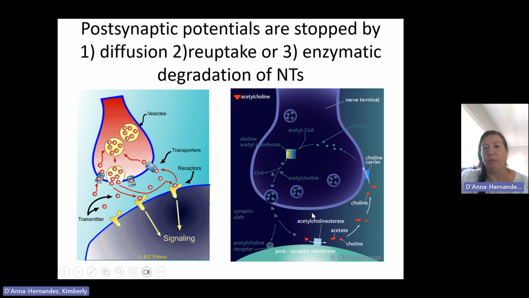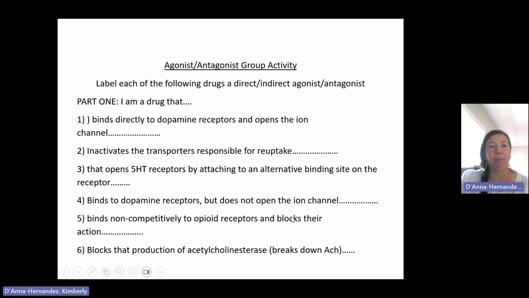Or it can get broken down by enzymes. So here you have an enzyme which lives in the synapse called acetylcholine esterase. It breaks acetylcholine down into its 2 parts, acetate and choline, and then it can't bind again, and so it's inactivated. And that usually will get retaken up by the cell or go away by diffusion. So those are the 3 ways in which you stop a postsynaptic potential from happening, either an EPSP or an IPSP, because a neurotransmitter will bind over and over again unless something moves it out of the synapse, essentially.